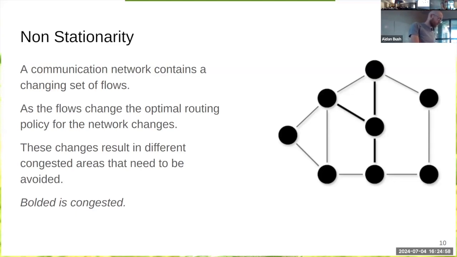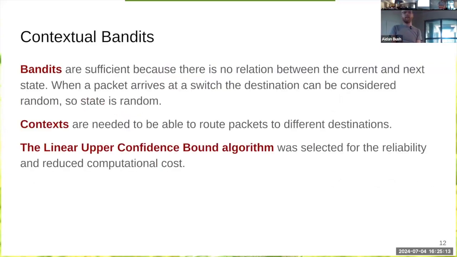All right, now we'll briefly go over the solution method. Here I use contextual bandits, and I also approach it as a multi-agent problem. I chose bandits because they're sufficient, as I'm going to assume that there is no relationship from the current to the next state, and the state is going to be defined by the packet, because every time you get a packet, you have to make a decision.